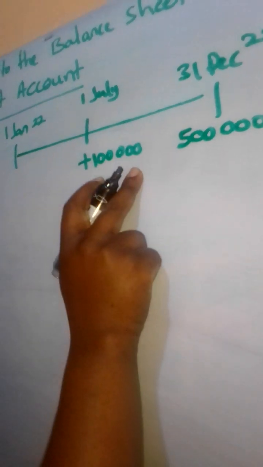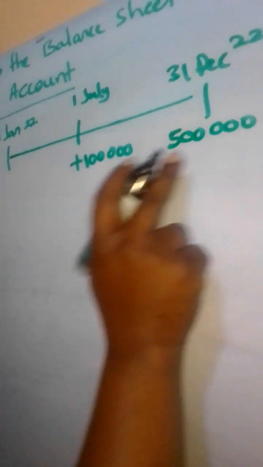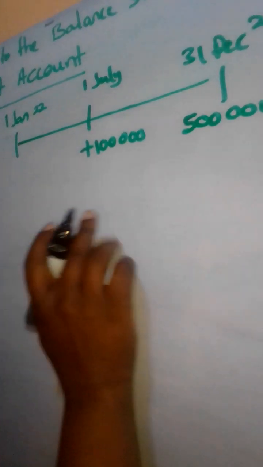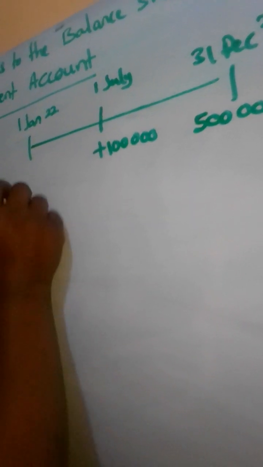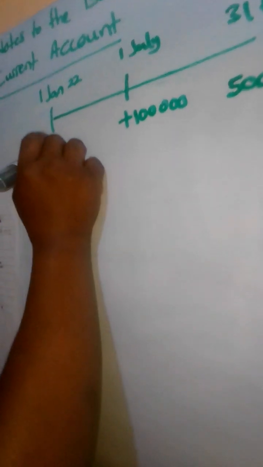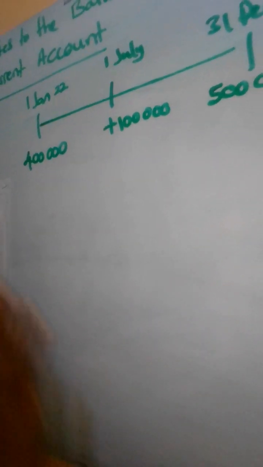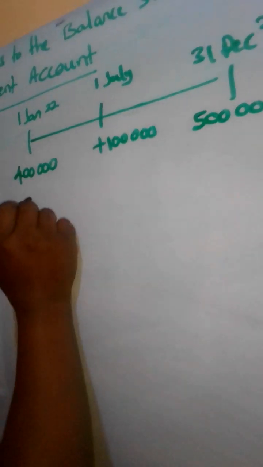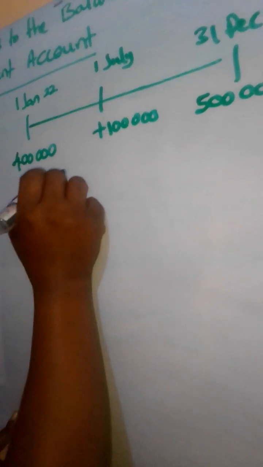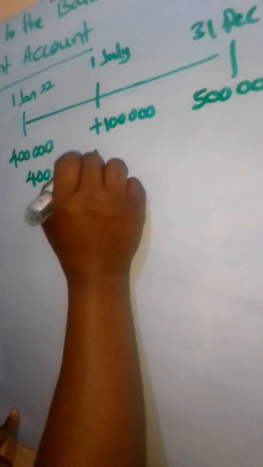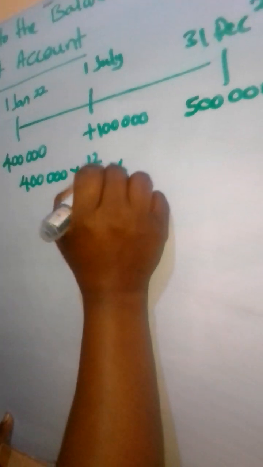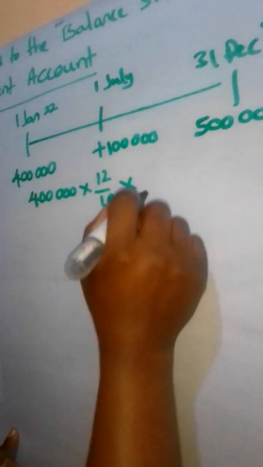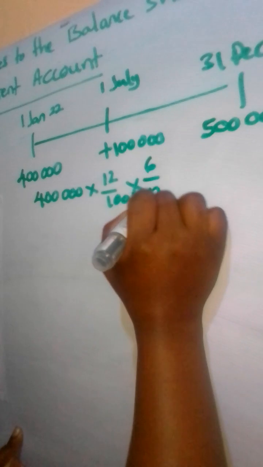So if we increase by 100,000 to get 500,000, it means how much money did we actually have from the beginning? We simply have to subtract the increase. So it means from here we had 400,000. Okay, now when we have got these amounts, now it's easy for you to calculate the correct amount. So we now say 400,000 times 12% multiplied by the number of months from 1 January to 30 June. We're not going to count July. There are 6 months, times 6 over 12.